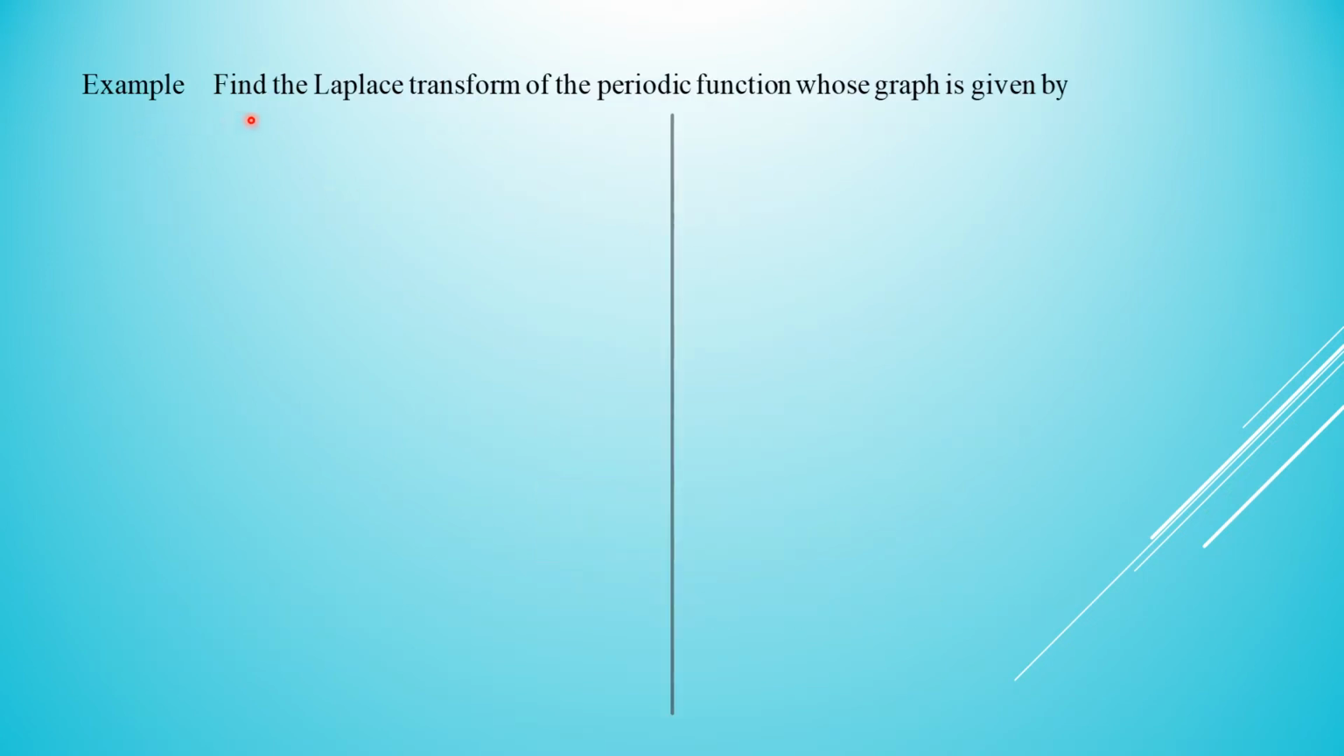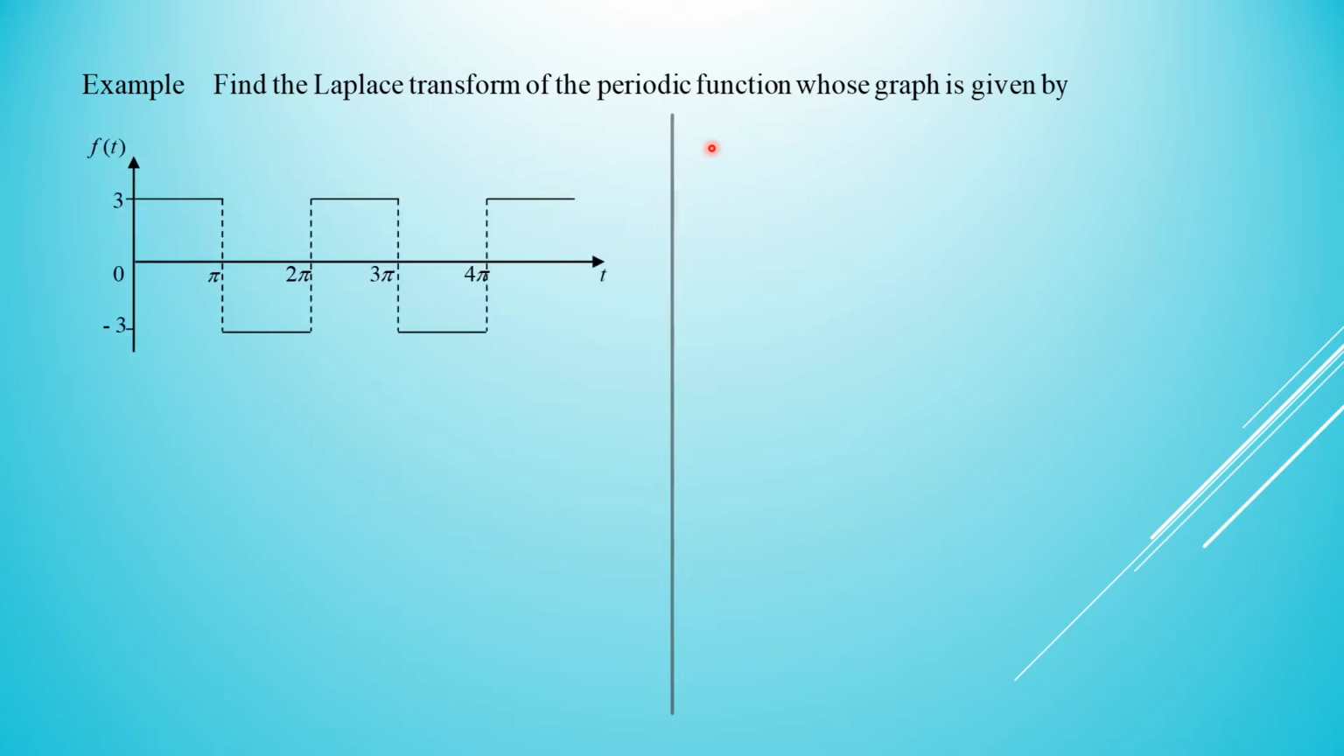Example, find the Laplace transform of the periodic function whose graph is given by the following figure. Okay, so this is the function f of t defined from 0 until infinity, and we are interested to find the Laplace transform of this function. Now this function is said to be periodic, so let us determine the period capital T. Notice that the function f of t is equal to 3 from 0 until pi, and it is equal to negative 3 from pi until 2 pi.